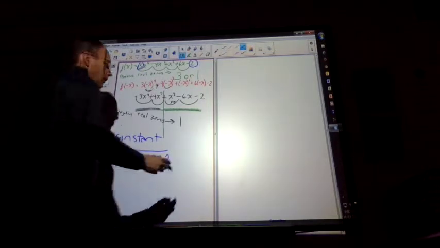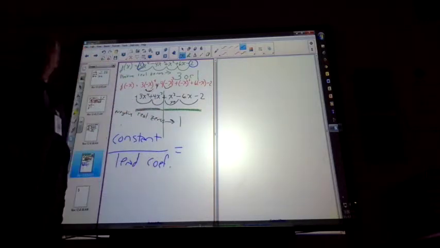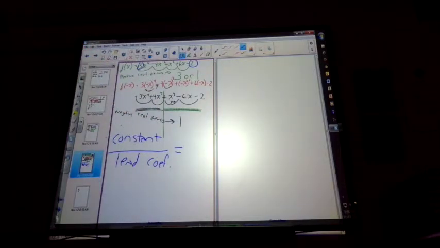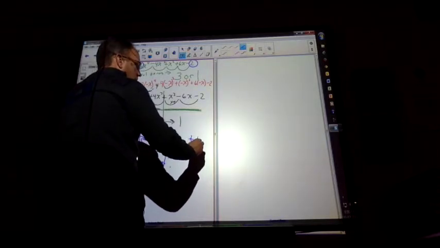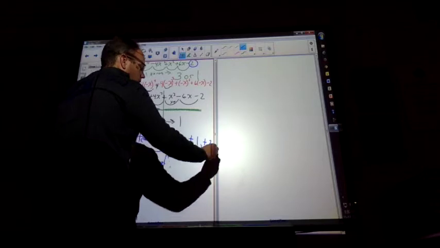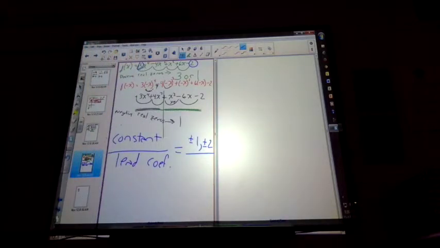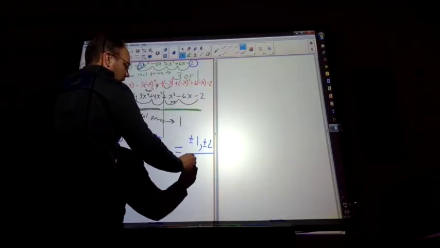So what are all of the factors of 2? What times what gives me 2? 1 and 2, and I want all the positives and negatives. So I have plus or minus 1 and plus or minus 2. Okay? What are all the factors of 3? Plus or minus 1 and plus or minus 3.